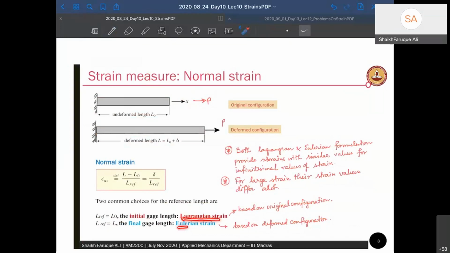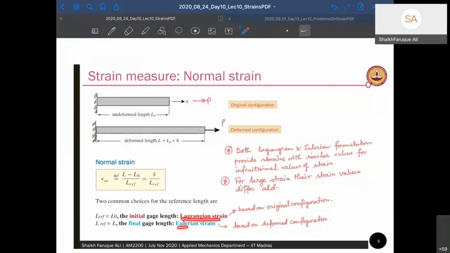There are two ways of choosing the reference length. One is you can choose the initial length to be the reference length, L ref is L0 itself. Okay, so we call that Lagrangian strain. And when we choose the reference length as the final length, we call it the Eulerian strain.